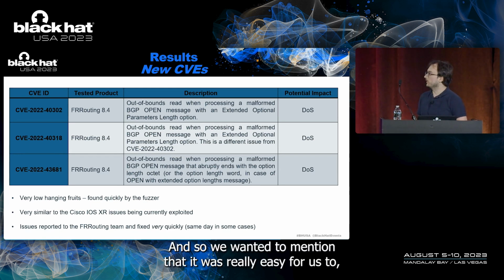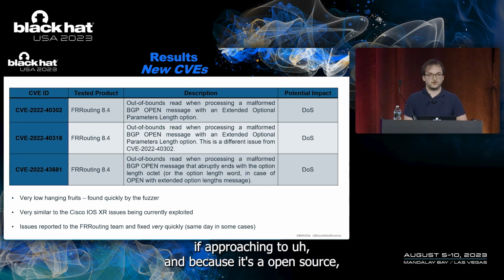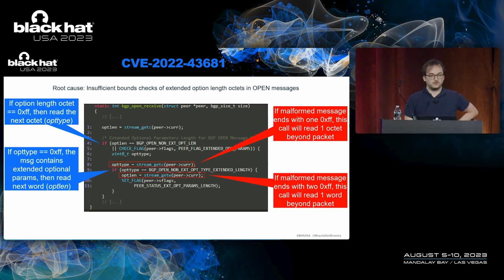We also wanted to mention that it was really easy for us to report these vulnerabilities, and they were fixed very quickly by the FRRouting team, because it's an open source project. And now we are going to see the vulnerabilities in detail.